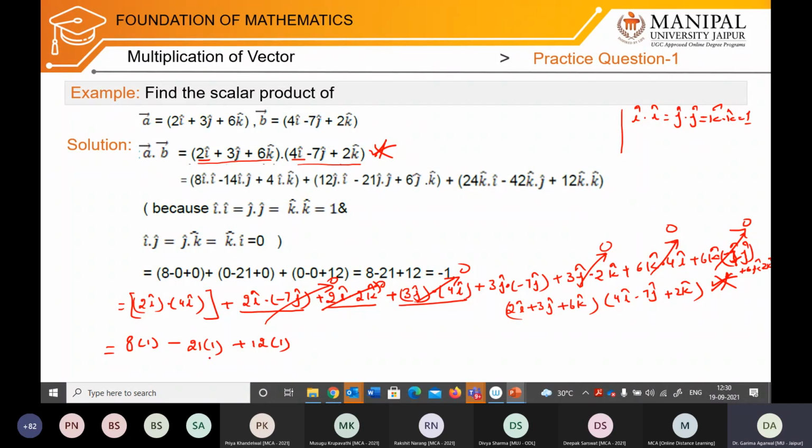k dot k is 1, right? And after simplification we can write it as minus 1. Getting my point? Yes. So you need to multiply 2 i cap 4 j cap, 3 j cap minus 7 j cap and 6 k cap 2 k cap. Rest terms will be 0, right?